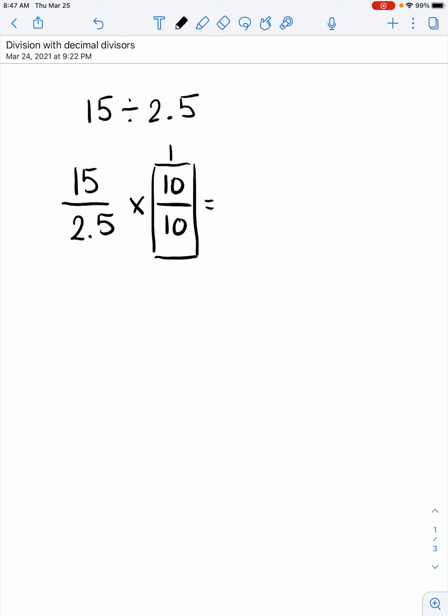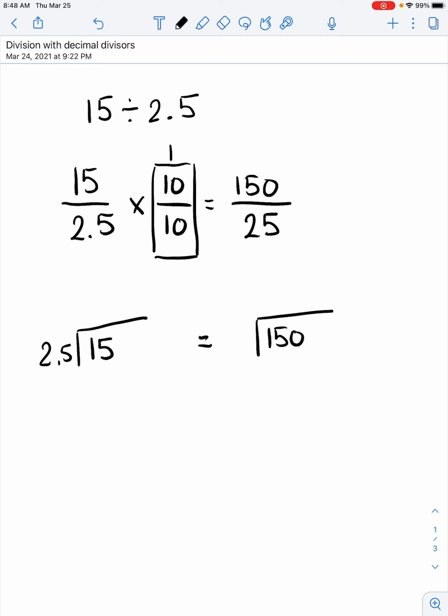But look what happens. I end up with 150 over 25. That looks more like a normal fraction. It's improper, but it doesn't have any decimal points in it, and it's something that I'm used to seeing. And it's totally legitimate because all I did was multiply by one whole. And so let's see what happens if I compare my original problem, which was 15 divided by 2.5, and that I know is equivalent to 150 divided by 25.